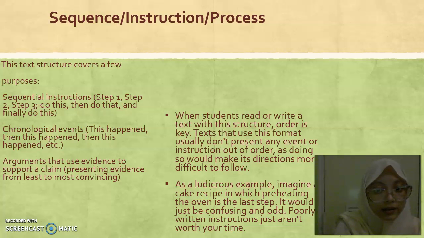When students read or write a text with this structure, order is key. Texts that use this format usually don't present any event or instruction out of order, as doing so would make its direction more difficult to follow. As a ludicrous example, imagine a cake recipe in which preheating the oven is the last step. It would just be confusing, and poorly written instructions are not worth your time.